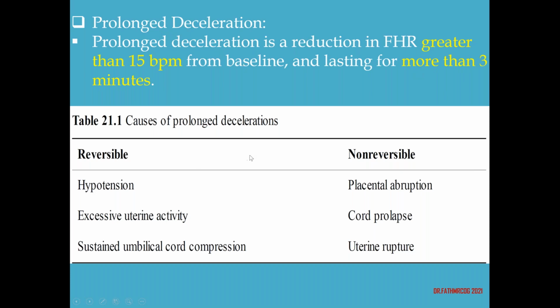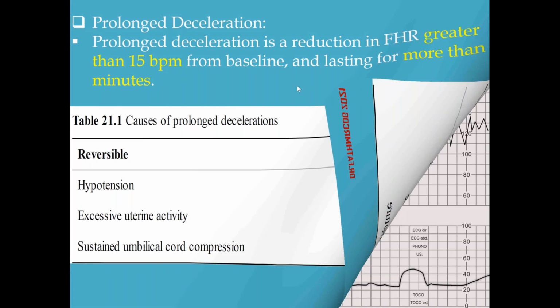What about the causes? Are they reversible or non-reversible? The reversible causes are hypotension, excessive uterine activity, and sustained umbilical cord compression. The non-reversible causes are placental abruption, cord prolapse, and uterine rupture. So this is about the prolonged deceleration.